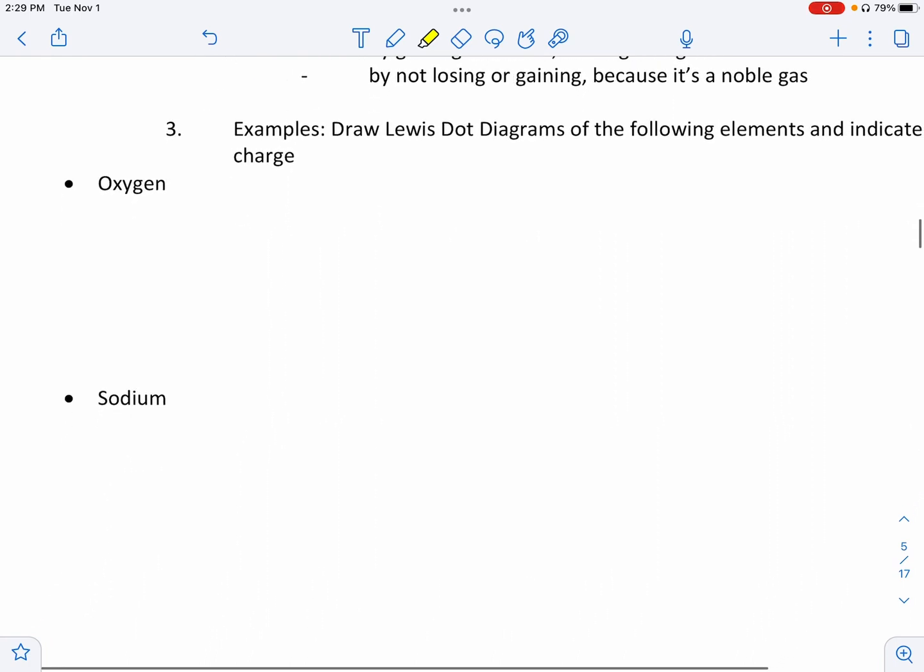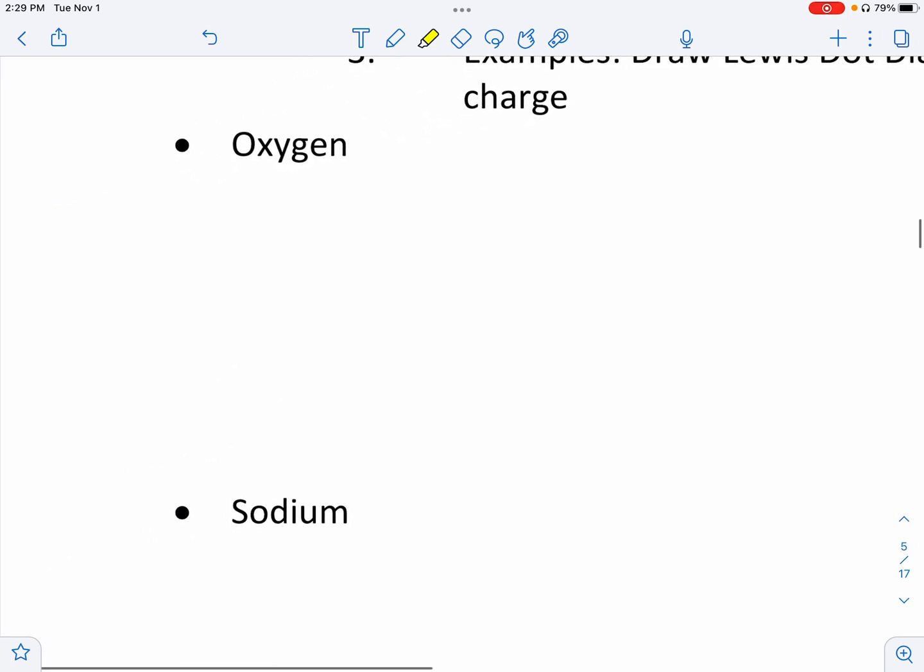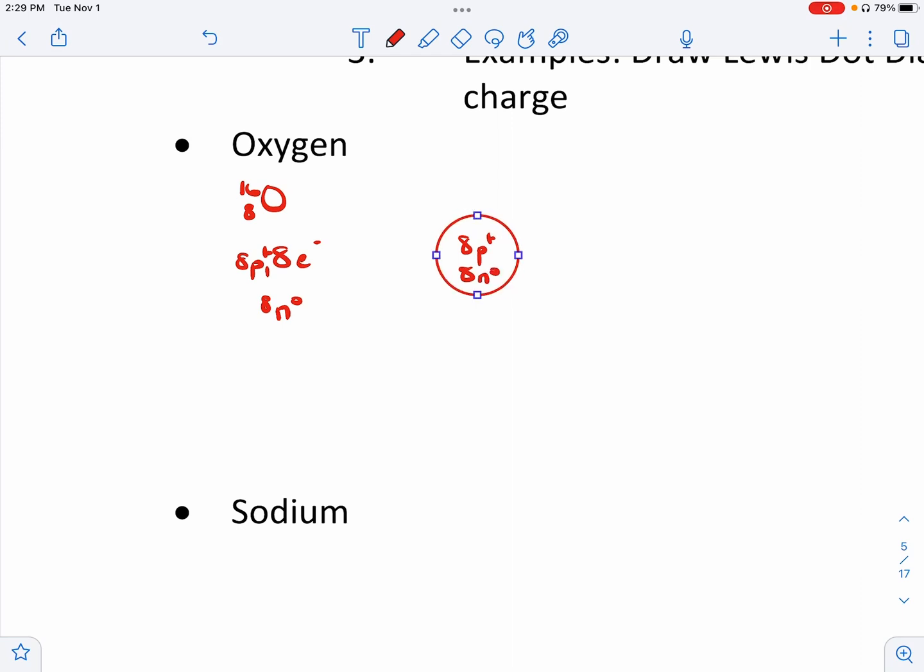Our first one is we are supposed to draw the Lewis dot and figure out what charge we have. So let's look at oxygen. So using the Bohr model, if we do oxygen, we've got 16, 8, O. So we have 8 protons, 8 electrons, and 8 neutrons. In the middle we've got 8 protons, 8 neutrons, our circle. Now, if we look here, first energy level can hold 2. Second energy level can, whoa, that was rough. Let's try that again.